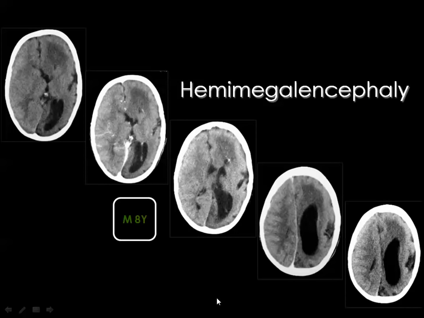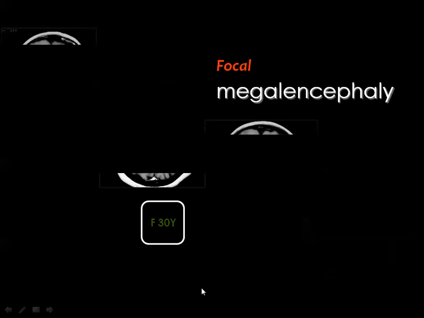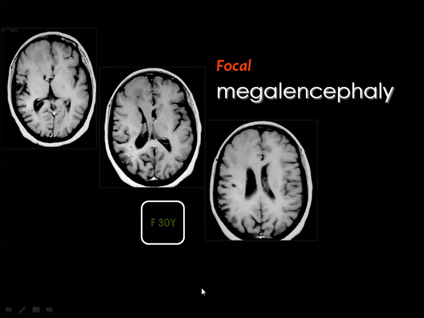And this is a left cerebral hemimegalencephaly. The hemisphere is large, the frontal horn is straightened, abnormal density of the white matter, the ventricle is dilated. And sometimes you can see focal megalencephaly of a lobe. And in this case, you see that the frontal lobe is abnormally large.